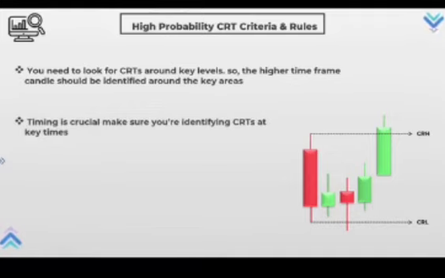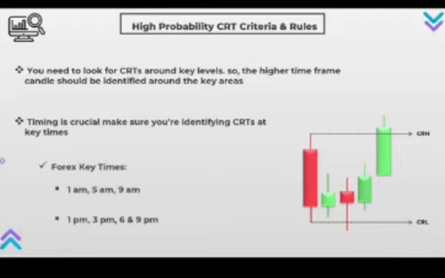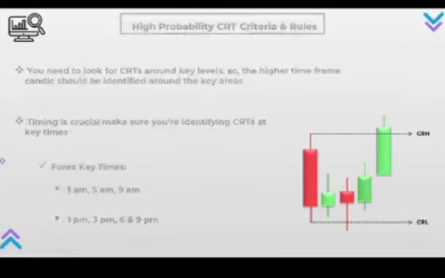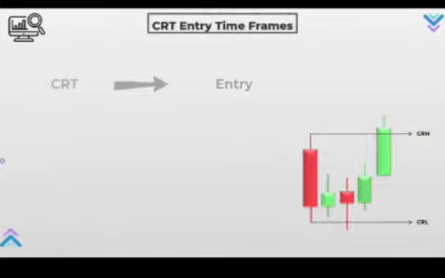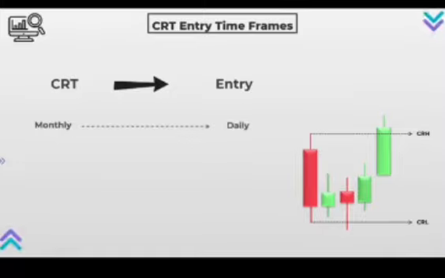For high-probability CRTs, here are the key times to consider in the Forex market: 1 a.m., 5 a.m., 9 a.m., 1 p.m., 3 p.m., 6 and 9 p.m. For matching your entry time frame with the CRT's time frame, you should consider that, if your identified CRT range is on the monthly time frame, then for entry, you should use the daily time frame. If your CRT comes from the daily chart, you should execute your trade in the 1-hour time frame.